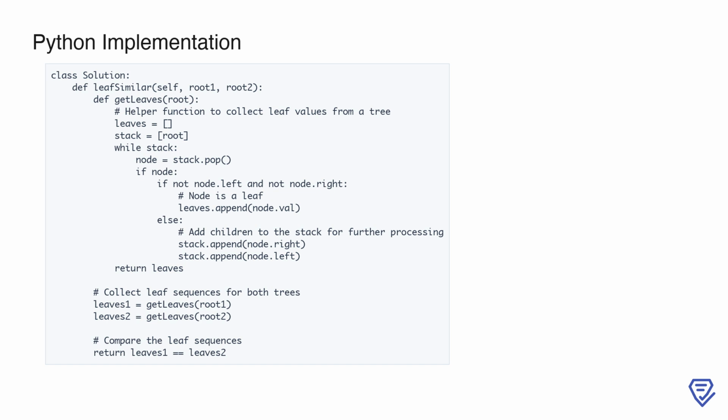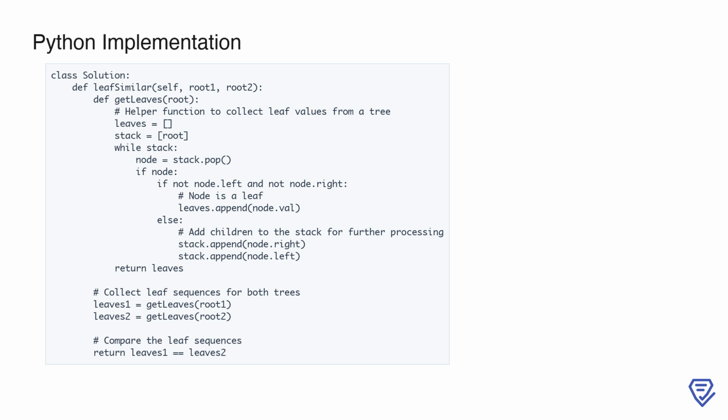The stack is initialized with the root node of the tree. While the stack is not empty, the current node is popped and its children are checked. If the node is a leaf, with no left or right child, its value is added to the leaves list. If the node has children, they are added to the stack for further processing. 3. Once the traversal is complete, the leaves list contains the sequence of leaf node values for the tree.